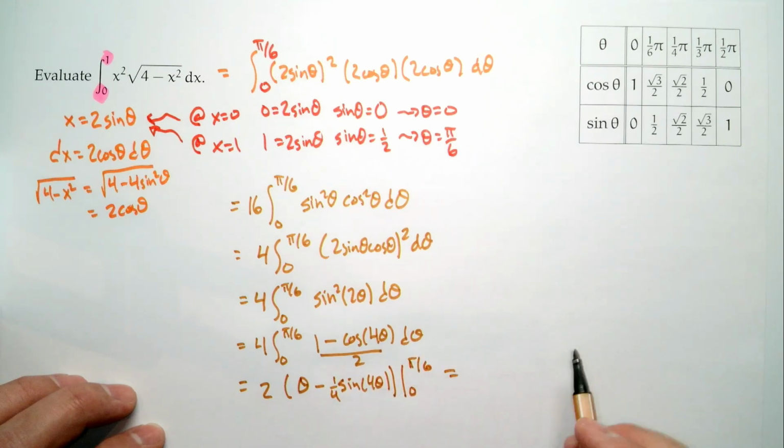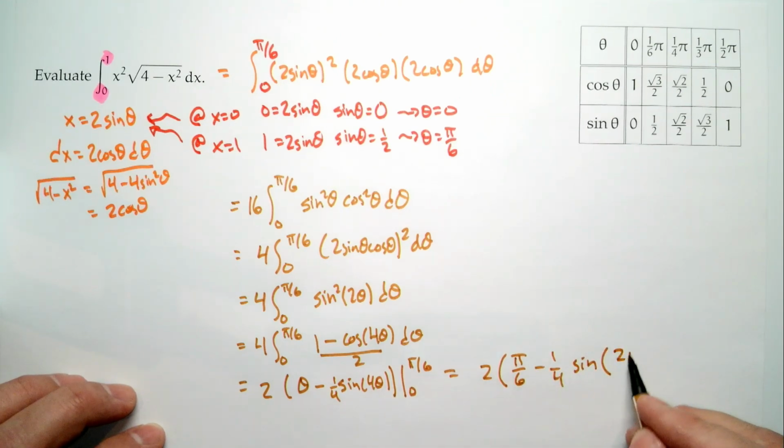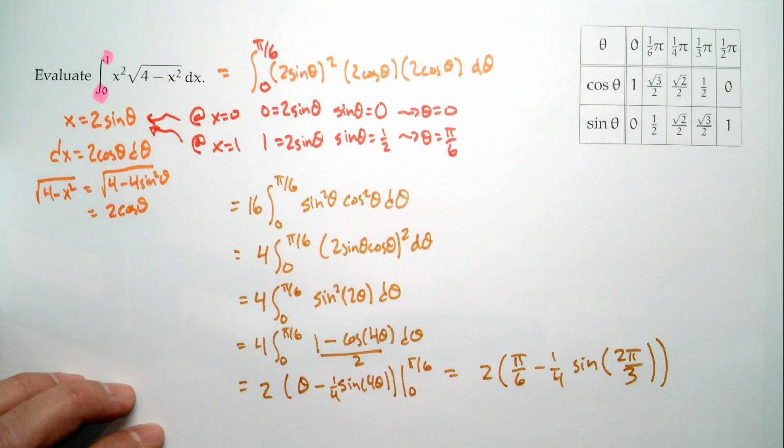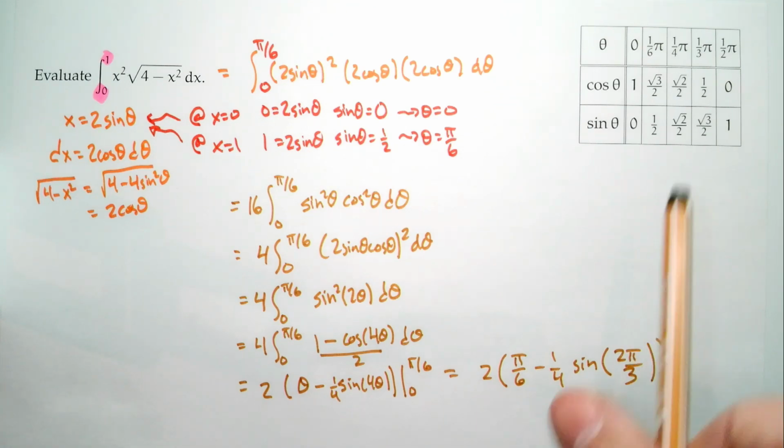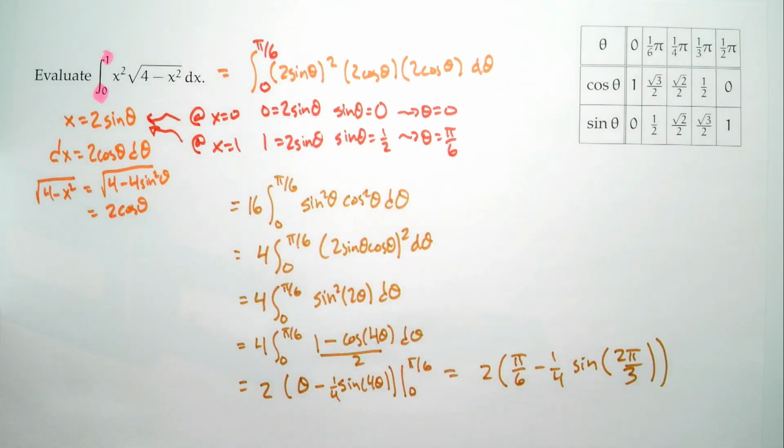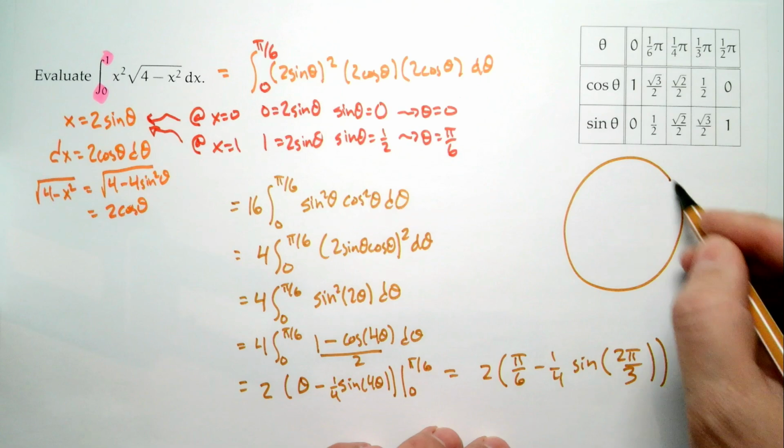So what do we get? We get 2 times pi over 6 minus 1/4 sine of 4 times pi over 6. That's the same as 2 pi over 3. When you plug in 0, you get 0, and sine of 0. Now, sine of 2 pi over 3 is not on the table, but we know stuff. For instance, think of the unit circle.